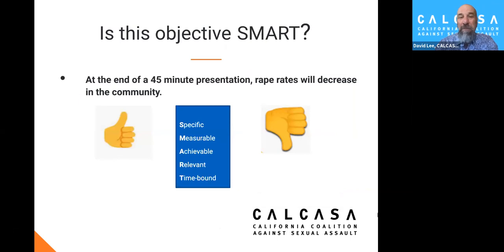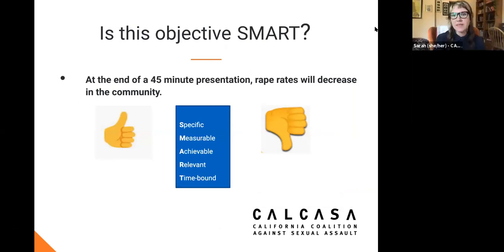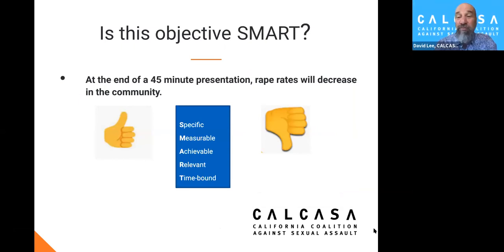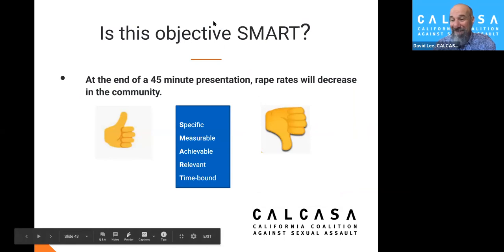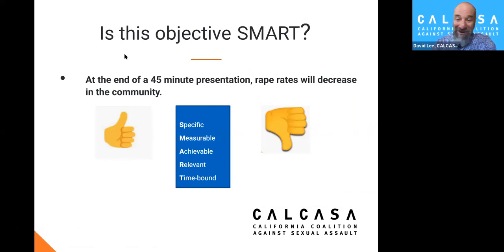Yes or no? I think the issue that's going to come up is: is that achievable in a 45-minute presentation? Can you reduce rape rates? No. MK says, if it were, wouldn't that be awesome? But no, it's not. Thank you for using the text chat. So that's not an achievable piece, so that would not be a SMART objective. Next one.